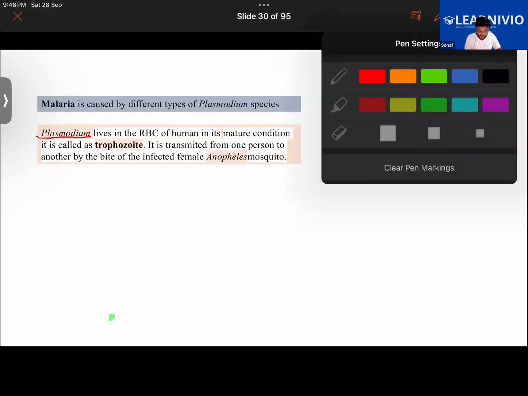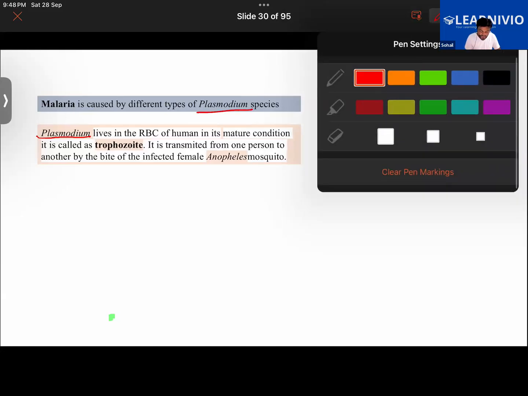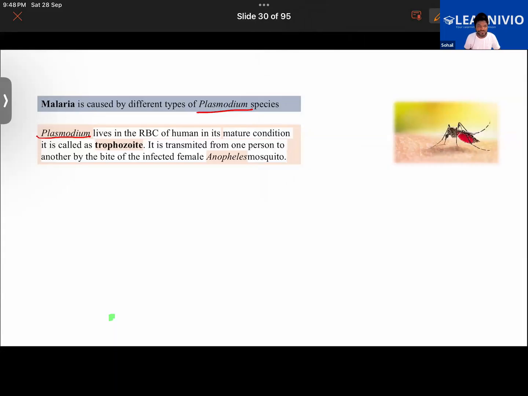Remember we had this example in the beginning. Malaria is caused by different species of plasmodium. Plasmodium is the name of one of the protozoa, but it has different species. Nonetheless, just understand that malaria is caused by plasmodium, and plasmodium is a protozoa. Plasmodium lives in the red blood cells of the human body. Not naturally, but from somewhere, like a mosquito bite, it can enter there. So plasmodium infects the red blood cells of human blood.